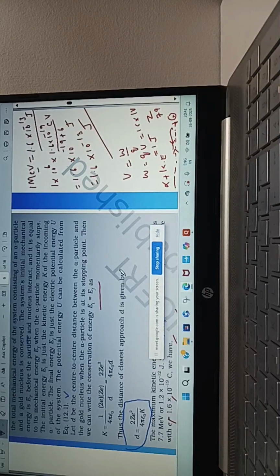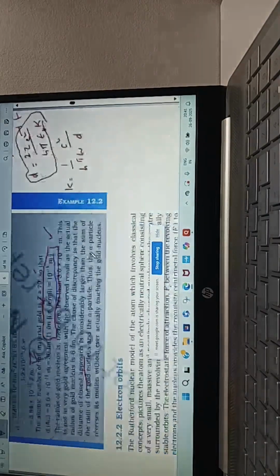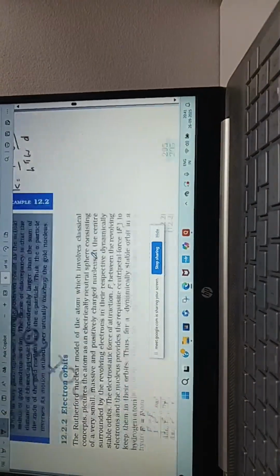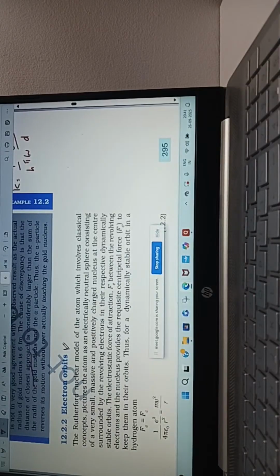Fine. You understood this point? Have you written? May I go for next? Yes, sir. Next question. So in the next question, what we have done? Yesterday itself, I told you two days back that electrostatic force is equal to Coulomb force, that is the force between the nucleus and the electron, and this is equal to centripetal force. This diagram you want, I will show you.